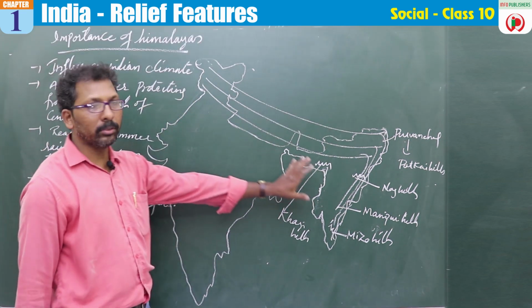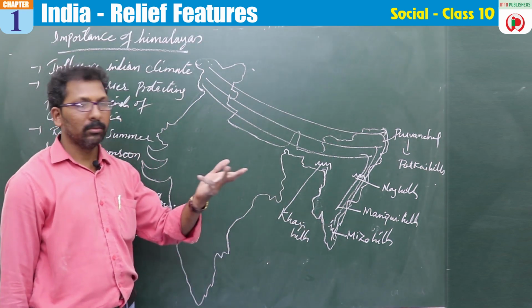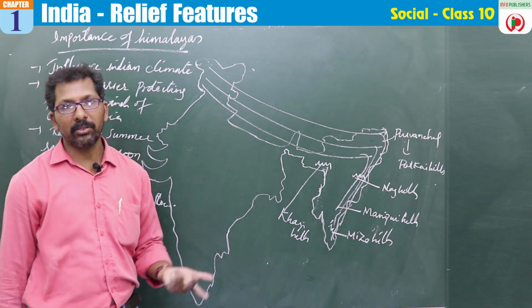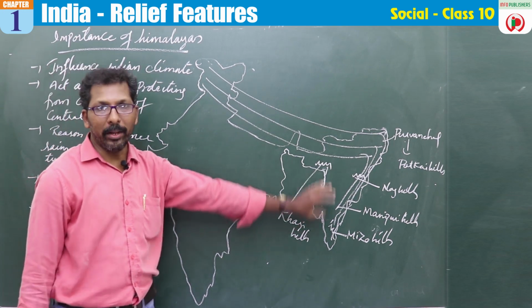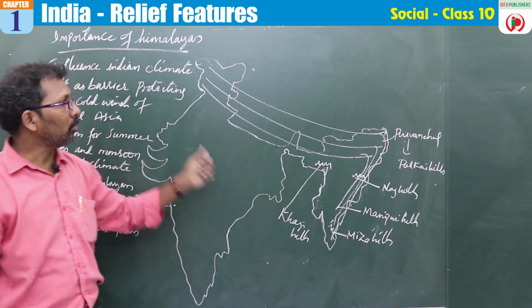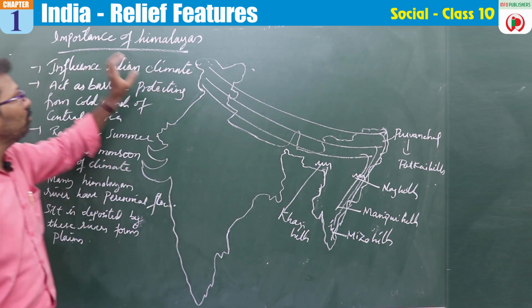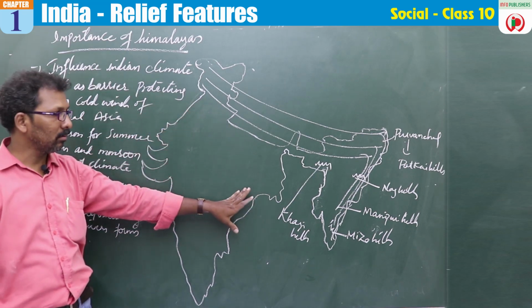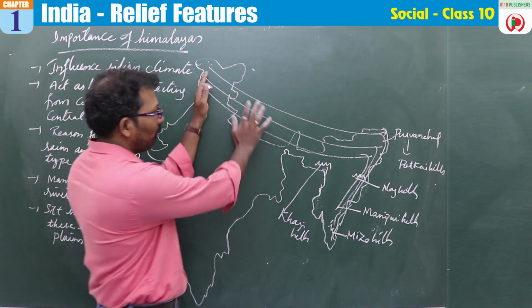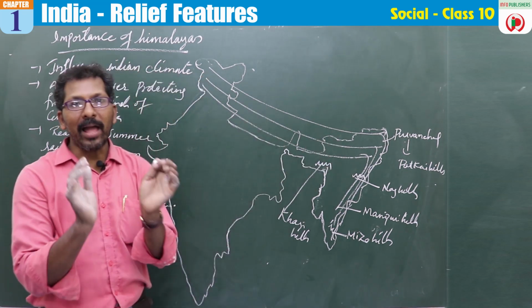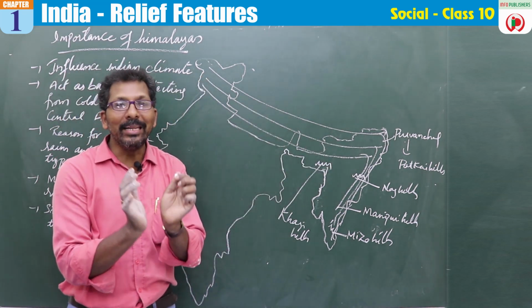So we have discussed the three ranges of the Himalayas: the Greater Himalayas, the Lesser Himalayas and the Shivaliks. You might have understood it very clearly. The last thing we are going to discuss about the Himalayas is their importance. Imagine if the Himalayas were not there, what would happen to the Indian climate?